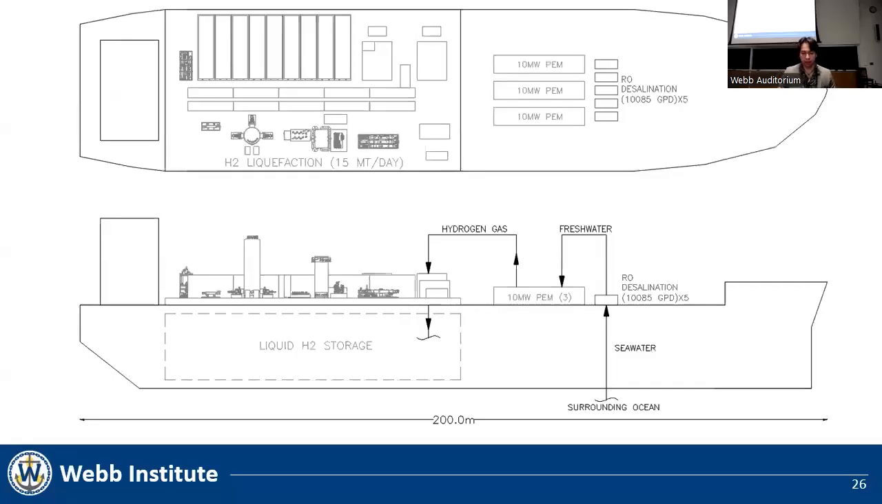Here is an image of the overall schematic for the hydrogen FPSO. So first, it draws seawater from the ocean. This seawater undergoes reverse osmosis and gets applied to the electrolyzers as fresh water. The electrolyzers produce hydrogen gas, which goes to the liquefaction system, after which it is stored in below-deck liquid hydrogen tanks.